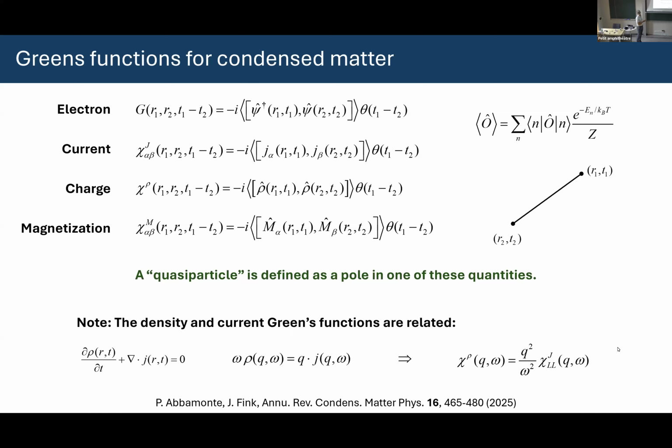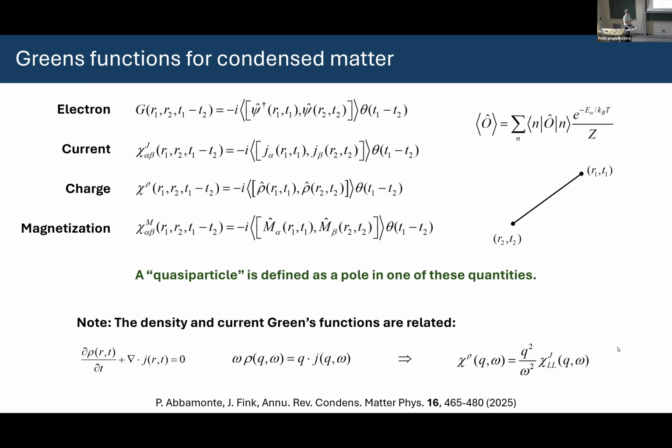Anyway, but causality is critical. T1 is supposed to be later than T2. Whatever I do to the system now should only influence the state of the system in the future and not in the past. So that has important consequences for the analytic properties of these functions that I have on another slide. Anyway, so this is the basic one that governs quasi-particle propagation, just movement of electrons in a solid.